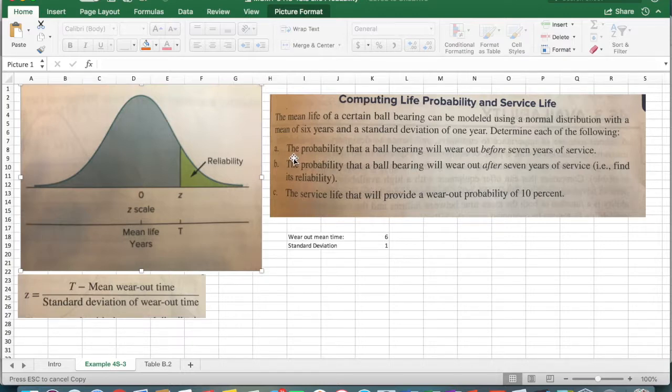So first we're looking at the probability the ball bearing will wear out before 7 years of service. So if this is 6 years here, 7 years is the Z number over here. So we have to figure out the value of Z.